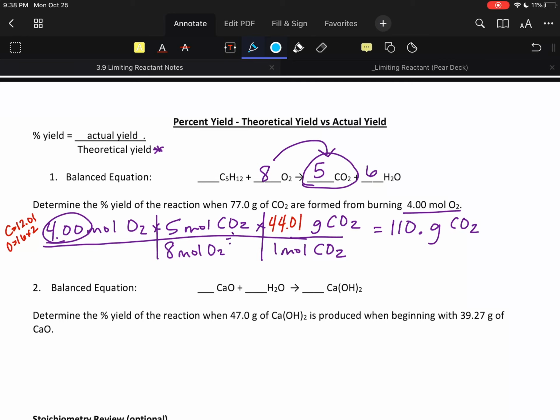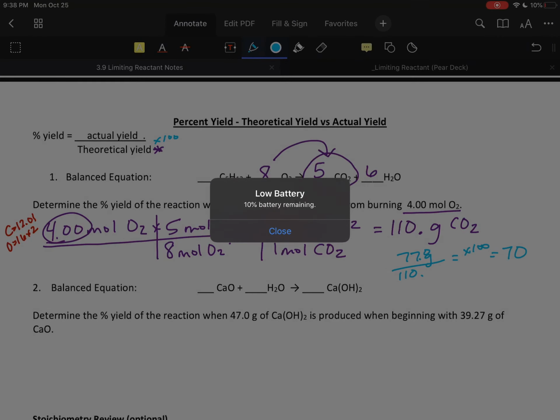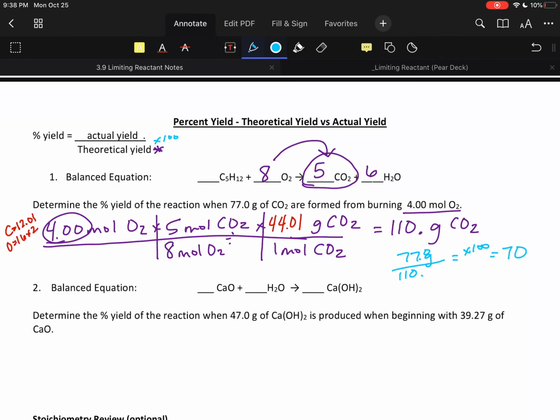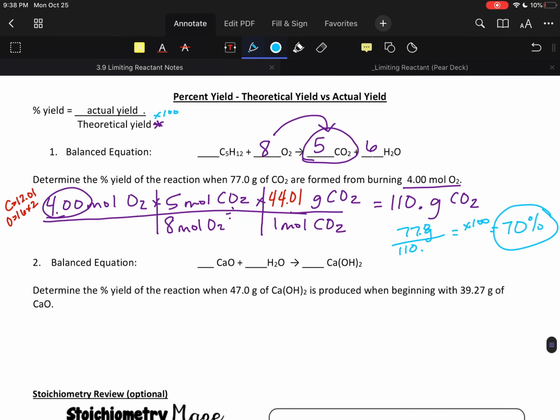Okay, so percent yield, actual over theoretical, and then we're just going to multiply by 100. So my actual was 77 grams. My theoretical was 110. And then I'm going to multiply by 100. So I got a 70% yield, which isn't terrible, especially if I'm working with gases. Okay, so not bad. Let's do one more.